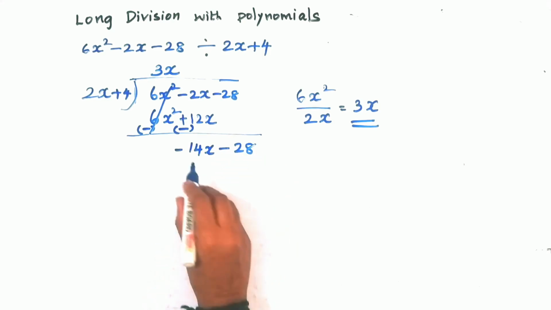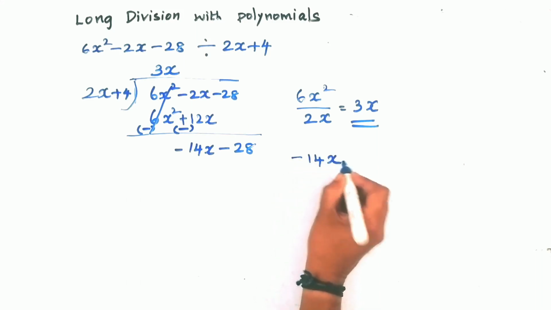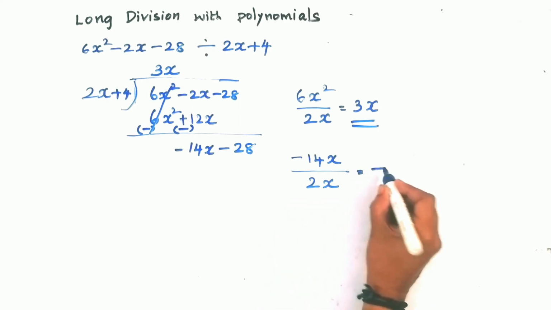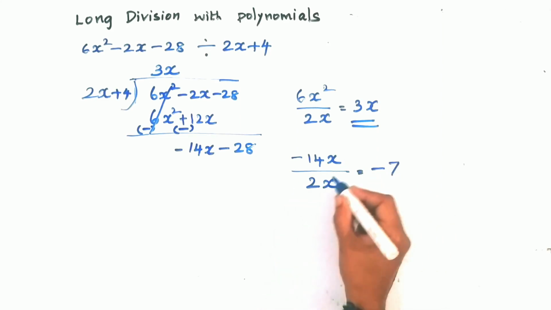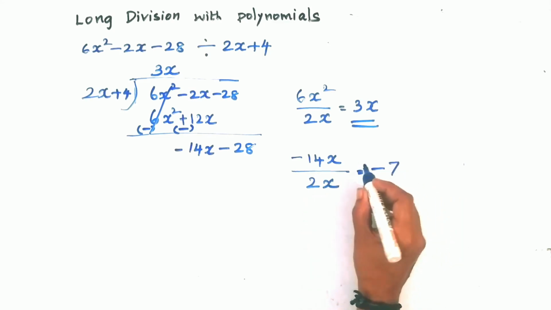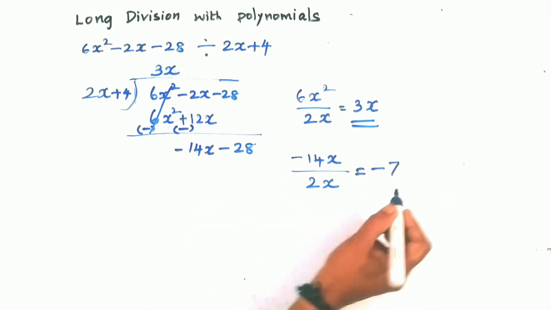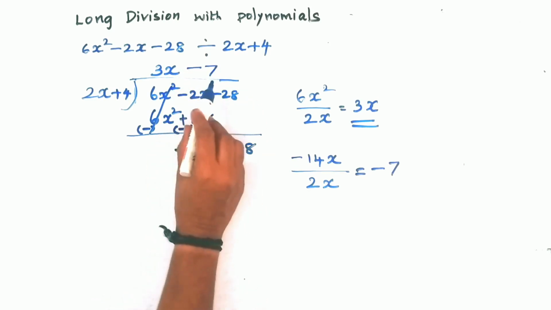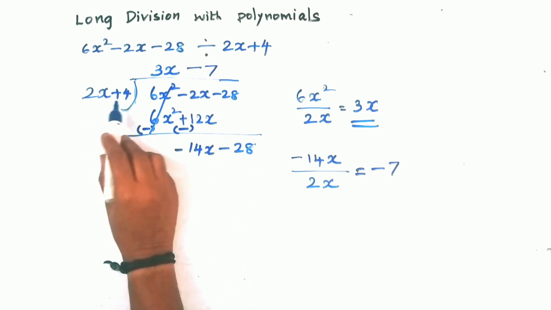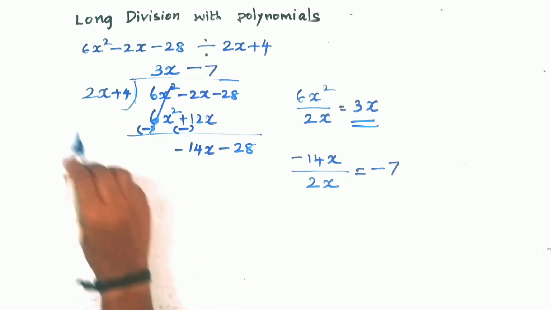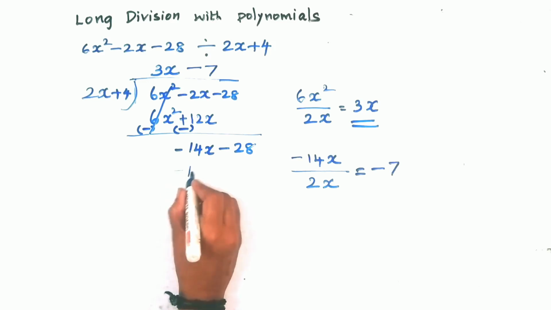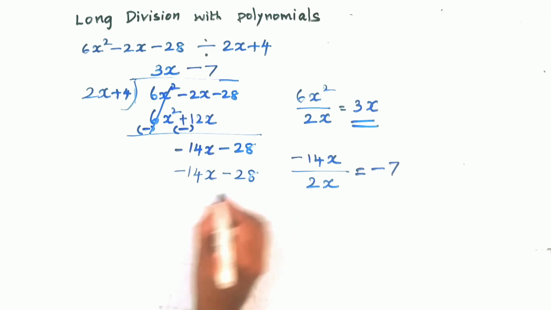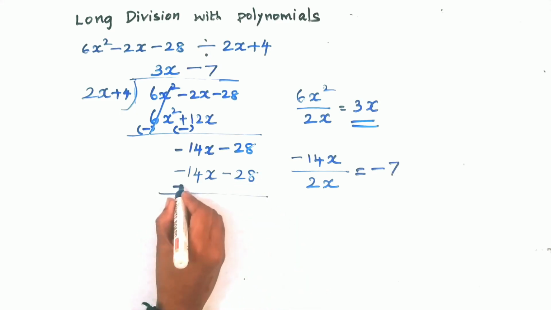Then next we have to divide minus 14x by 2x. Here minus and plus becomes minus, so x and x cancel, giving minus 7. We have to write the minus 7 in the quotient. Then after dividing we have to multiply minus 7 and 2x + 4. Minus 7 into 2x is minus 14x, plus 4 into minus 7 is minus 28. Then we have to change the sign.